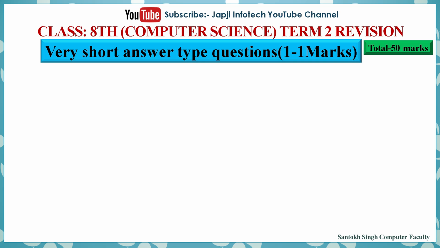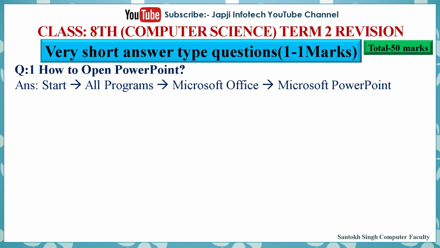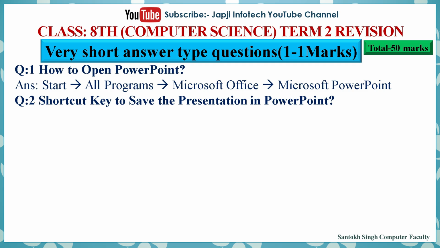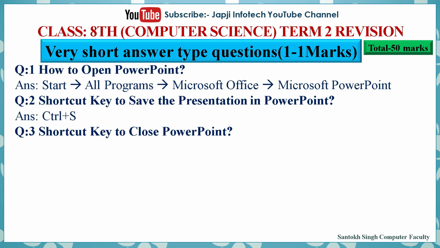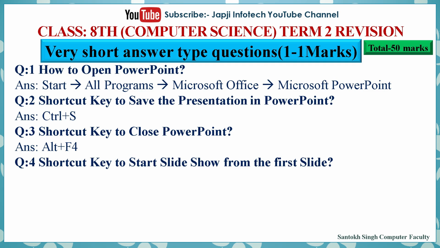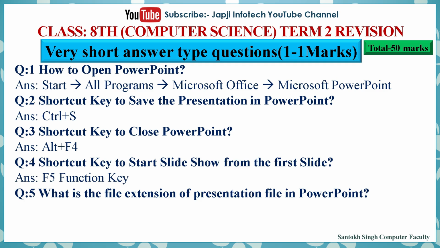Each carrying 1 mark, and the first question is how to open PowerPoint, and the answer is: Start, then All Programs, then Microsoft Office, then select Microsoft PowerPoint. Second one is shortcut key to save the presentation in PowerPoint, and the answer is Ctrl+S. Third one is shortcut key to close PowerPoint, and the right answer is Alt+F4. And the fourth one is shortcut key to start slideshow from the first slide, and the right answer is F5 function key. Fifth one is what is the extension of presentation file in PowerPoint, and the right answer is .pptx.